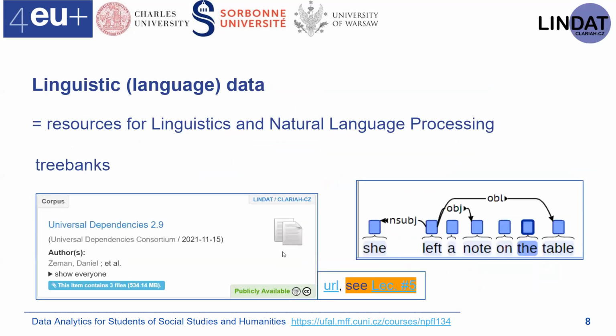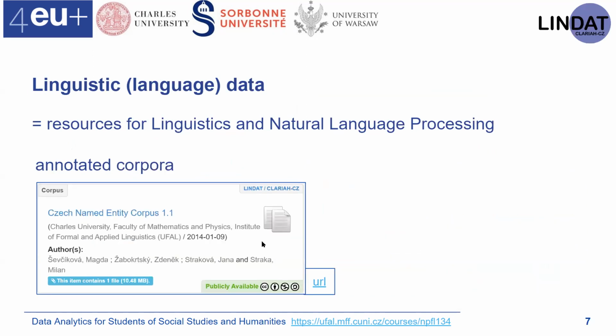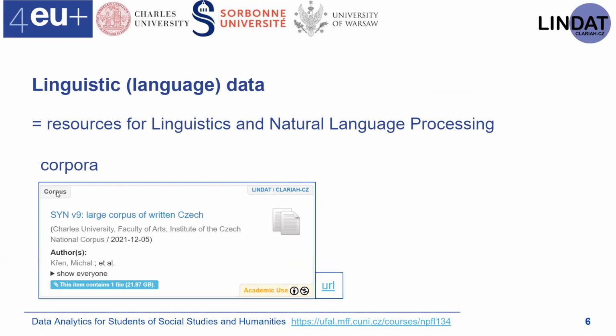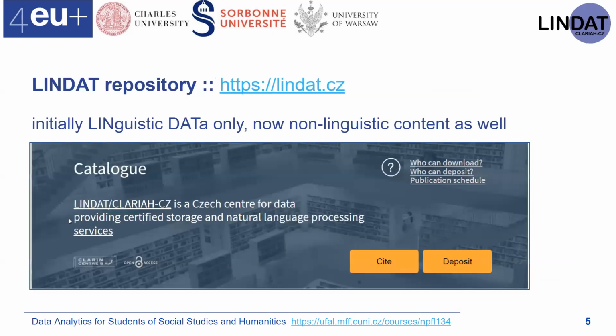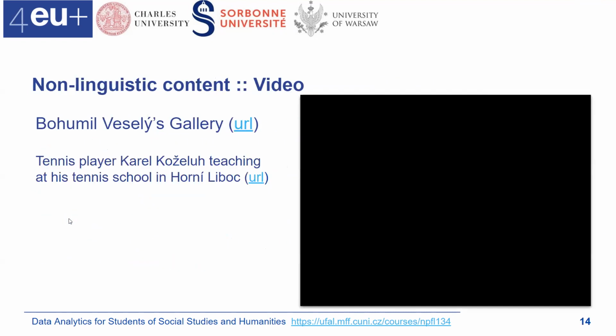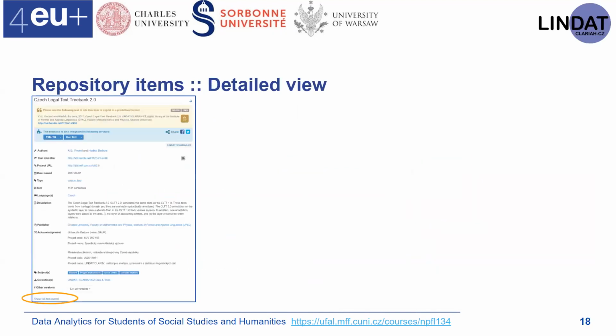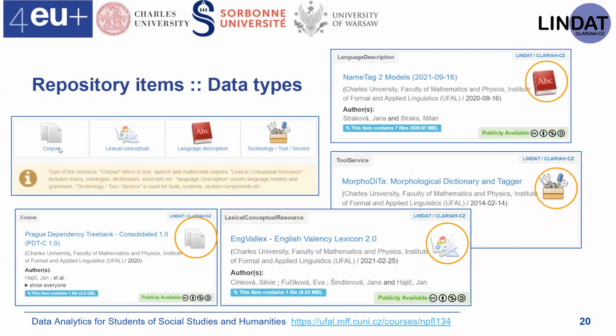Yes, Universal Dependencies tree bank is a corpus, Czech named entity corpus, corpus large, corpus of written Czech, SYN version 9. So corpus refers to text, speech, and multimodal corpora. Not only collections of text, collections of speeches, but for example, you can find there a corpus called ParCzech, and both stenographic protocols and audio recordings are included in the data set.